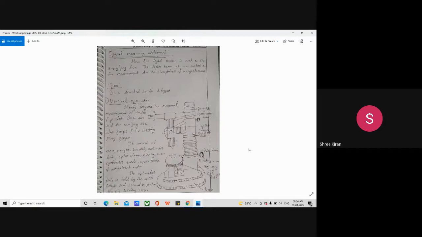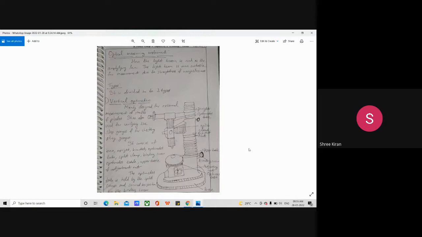This microscope you might have already seen in your biology lab in school or somewhere else. It's a commonly used instrument for checking measurements with the help of a microscope and a telescope. So the optical measurements are mainly divided into three types: the first one is the vertical optimeter, the second one is the horizontal optimeter, and the third one is the tool maker's microscope.